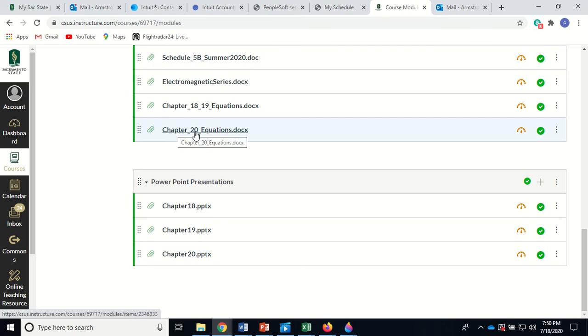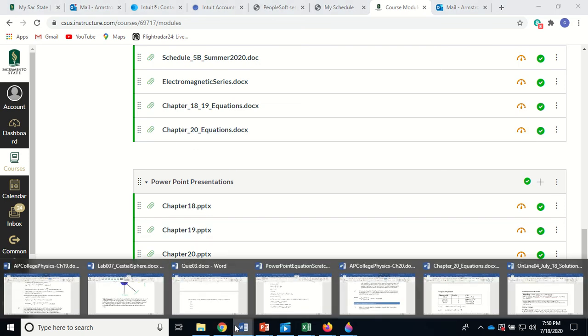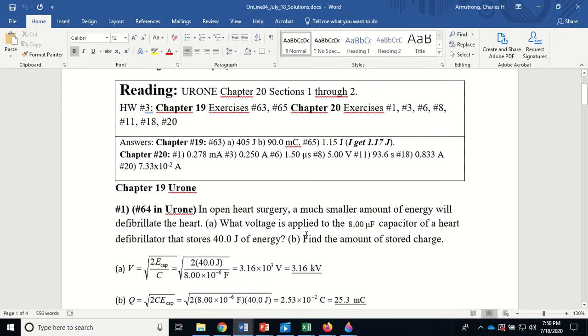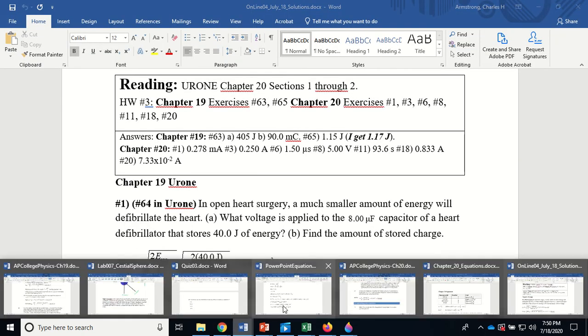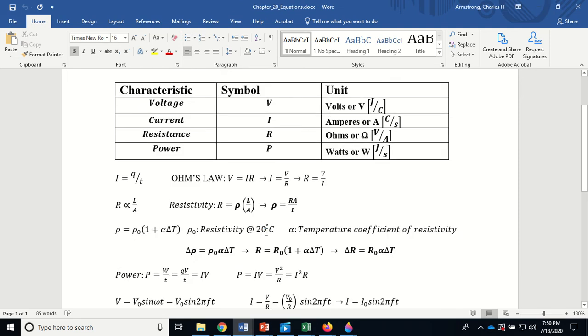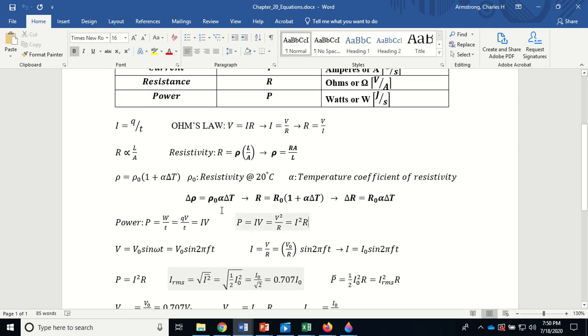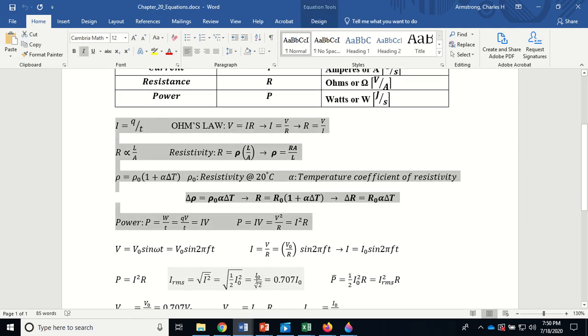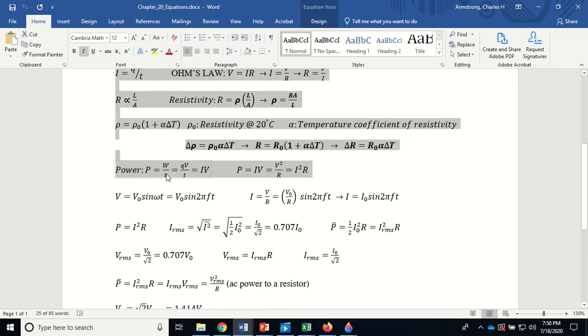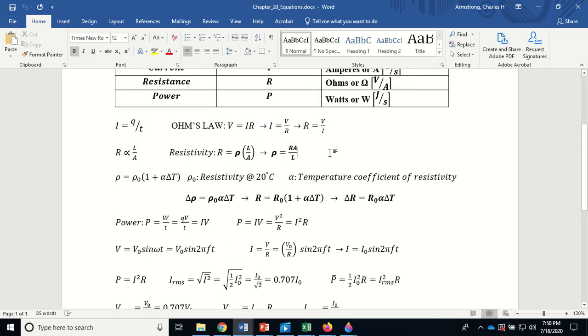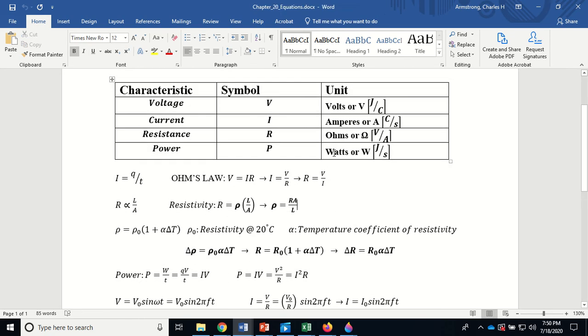We've got the equations for Chapter 20. They look like this. No, they don't look like that. They look like this. Okay, so for the exam, you're interested in up to here. The other stuff down here, actually not even power. Actually, I'm wrong. You only have to worry about actually this.